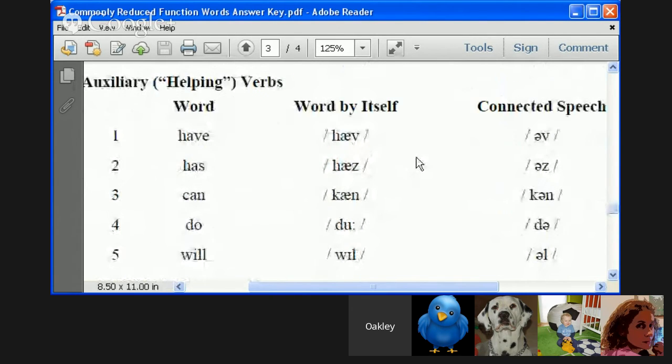Let's go through the helping verbs, the auxiliaries. We already looked at the verb to be earlier. Obviously, the verb to be can be an auxiliary for continuous verb tenses, for example, or possibly passives, but other helper verbs, starting with have. Reduce it to have. Of. Have.